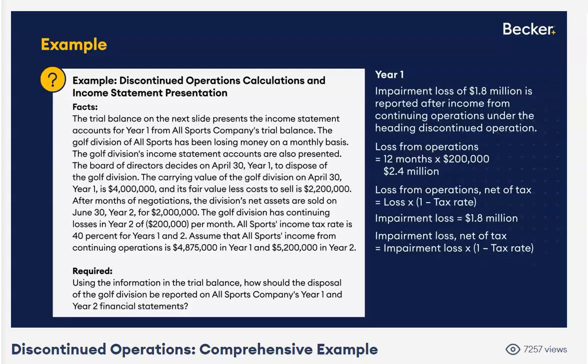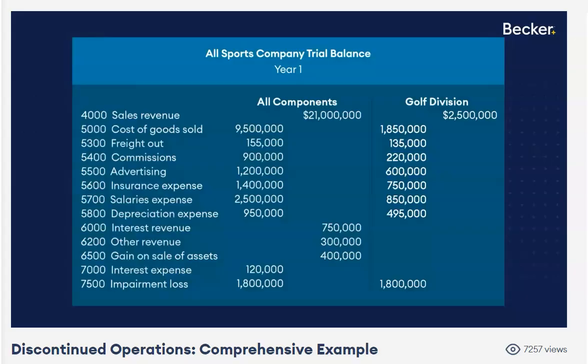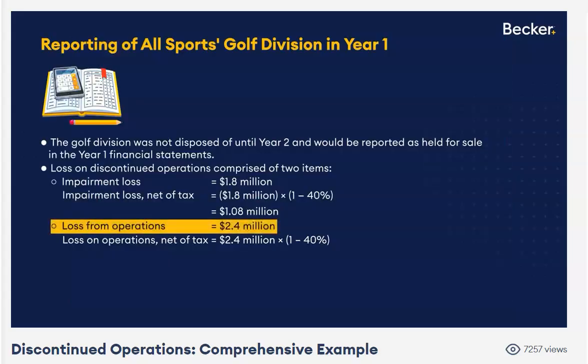If you go back a couple of slides with me, notice how we separately calculated for ourselves that loss on operations of 2.4. I told you on the first slide it was $200,000 a month times 12 months. But let's say that wasn't given information. Notice the golf division sales revenue of $2.5 million minus all their operating expenses of $4.9 million. That's another way to get the $2.4 million.